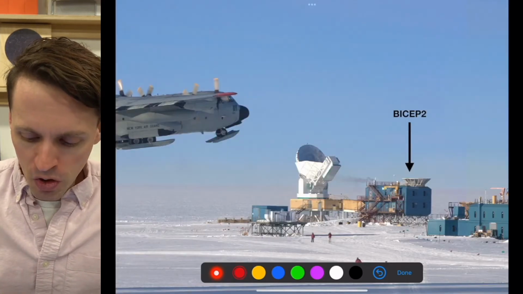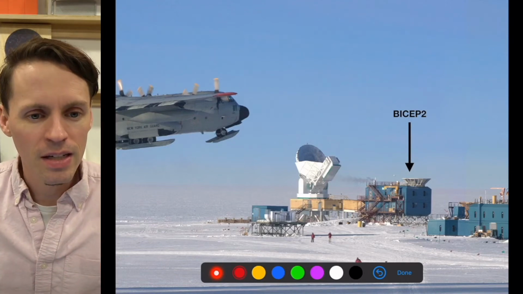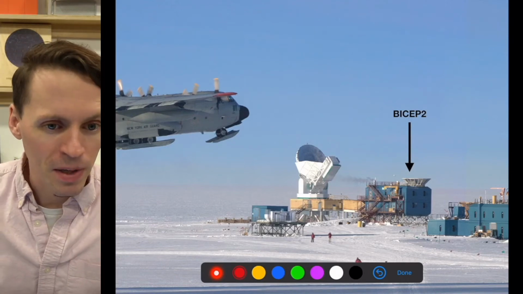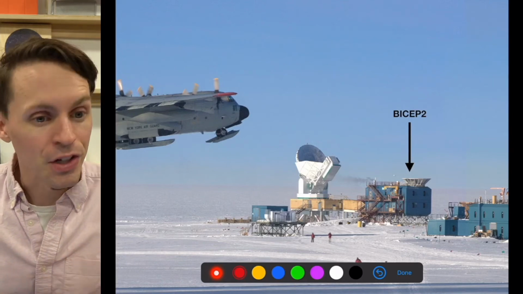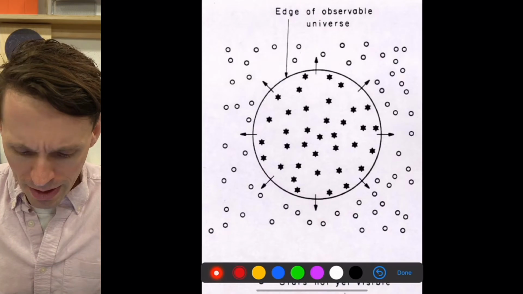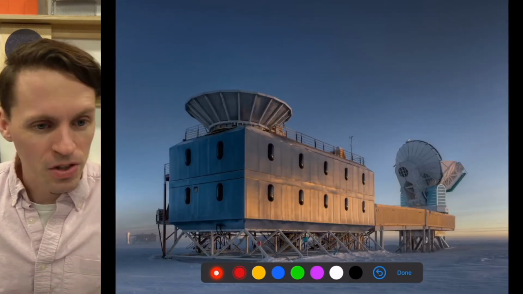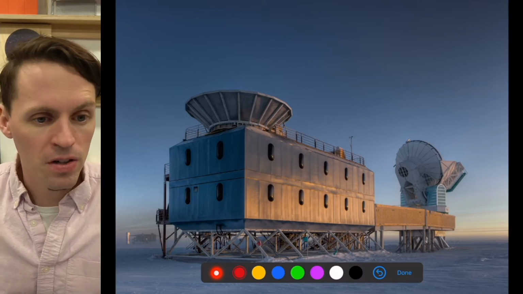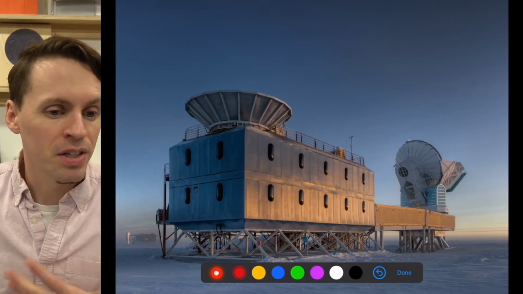And BICEP 2 is an experiment trying to look for evidence of the hypothesis that would explain this. The hypothesis is called the theory of inflation, or the inflation hypothesis. It's in Antarctica, and it's looking for microwaves. It's looking for the cosmic background radiation, looking for a certain polarization of it, which leaves an imprint of inflation.